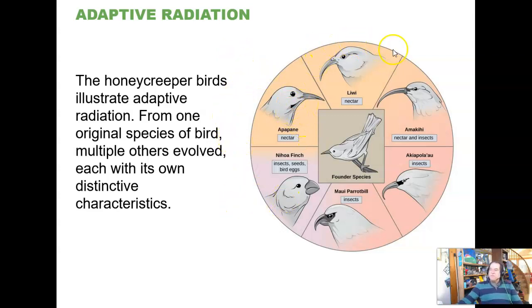Here's another example of adaptive radiation. These are the honey creepers from Hawaii, and all of these birds are descended from a founder species, which I think is a South Asian bird. I can't remember. We'll have to look at where the honey creepers come from, but they're distributed well in Africa, which is pretty far away on the other side of the planet from Hawaii. And so I think they come via Asia, getting over to Hawaii.